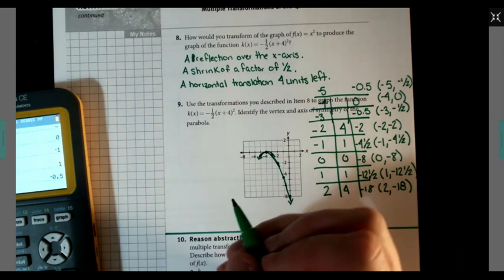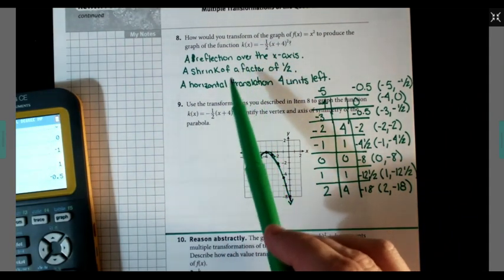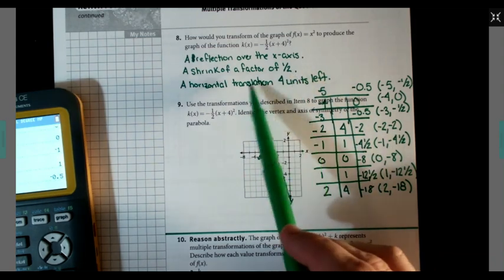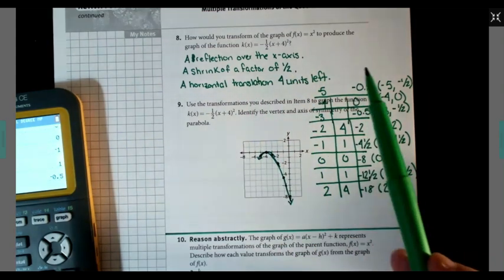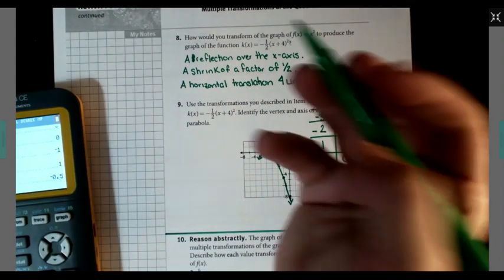All right, let's talk about the fact that it did do a reflection. It shrunk by a factor of 1/2, and then it did a horizontal translation, so it shifted to the left 4 units.